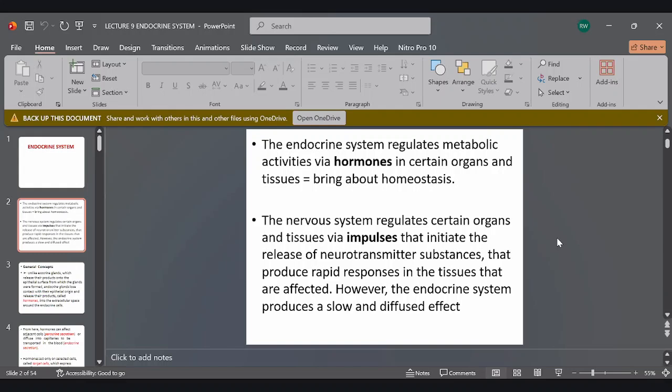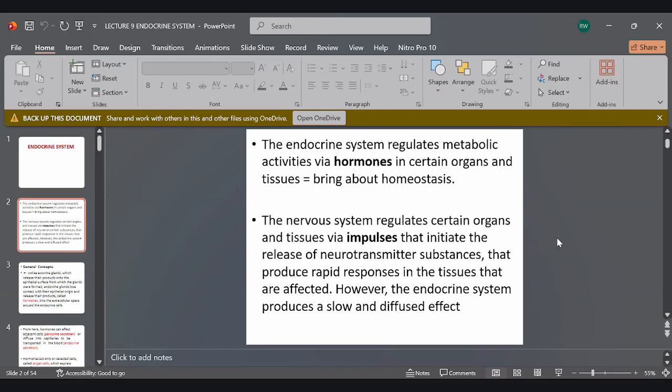Number two, they have a rich blood supply. Then they allow hormones to rapidly enter the bloodstream. So those are some of the general characteristics of these endocrine organs. Now, the endocrine organs regulate metabolic activities via hormones in certain organs and tissues, which brings in something that we call homeostasis.